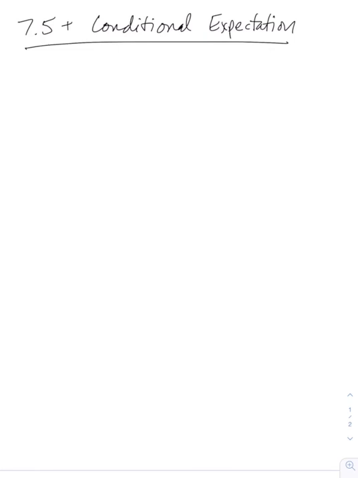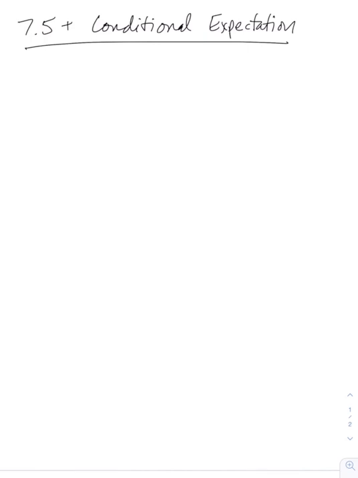Okay, we are starting the second to the last batch of materials, so we are almost done. Right now, we're going to talk about conditional expectation. I'm going to start out following the supplemental notes, and then we're going to shift back to the textbook section 7.5 for a couple of examples.